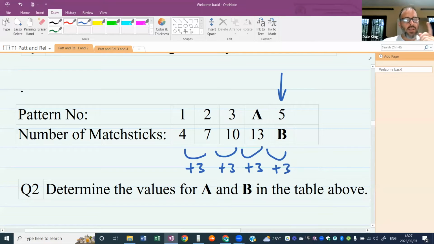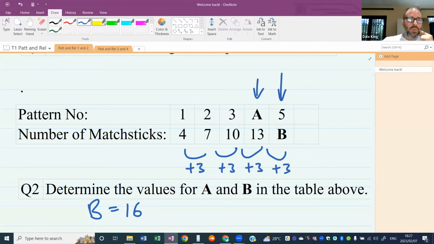All right, so I think that's how some of you did this: you worked out what the change is every single time, and you said, well, there must be the same change from this pattern here, which has a B in it, and pattern number 5. You said it must be the same change. So we're going to add another 3 there to get a value of B, which is 16. Okay, so I'm going to put 16 over there.